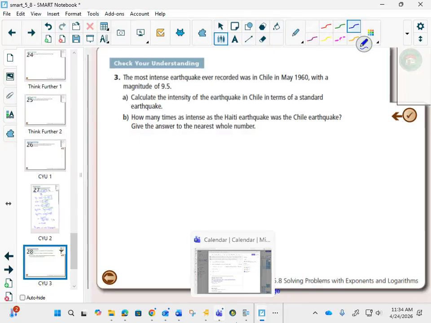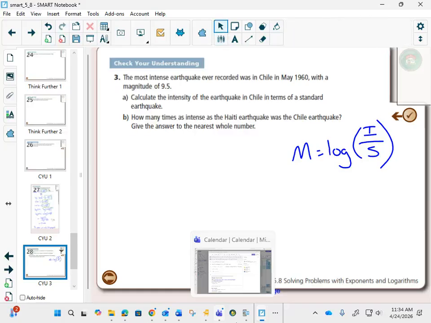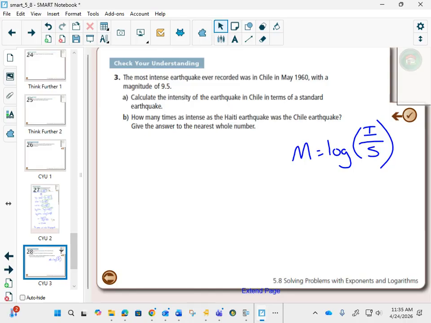Examples of earthquakes. With earthquakes, there is a formula, and they would give you the formula. So we need to know how to use the formula as well, although with earthquakes there is a shortcut for them that makes it easier. I'll show you with the formula, and then I'll show you how the shortcut makes it easier. The most intense earthquake ever on the Richter scale is 9.5.